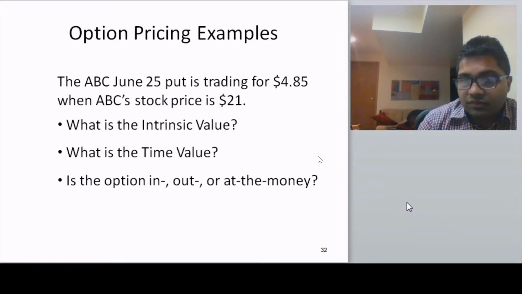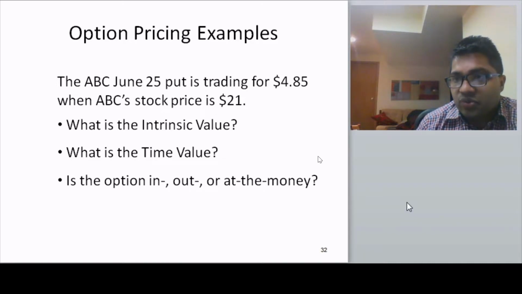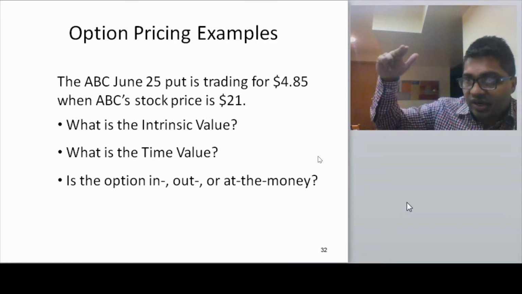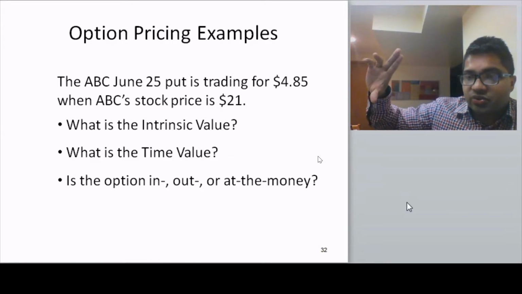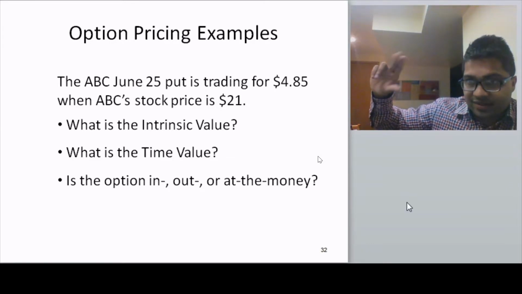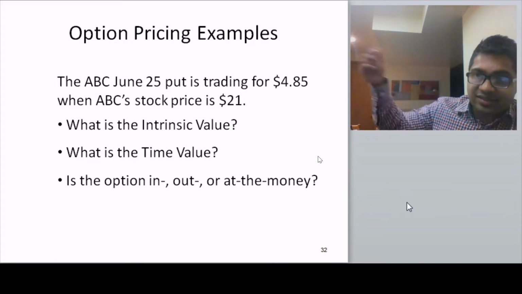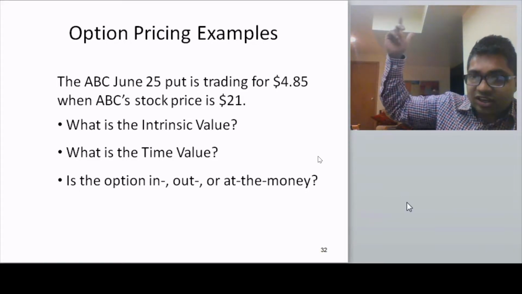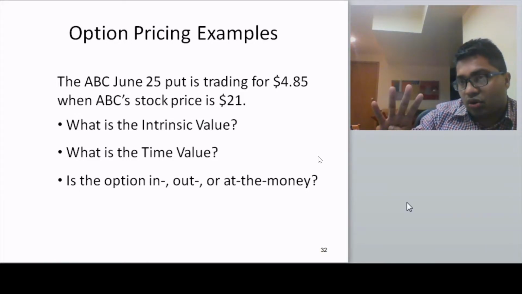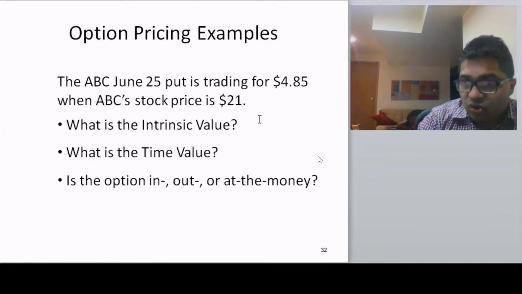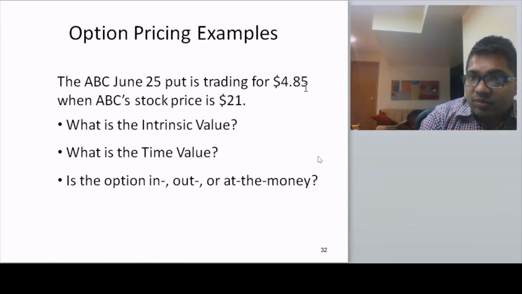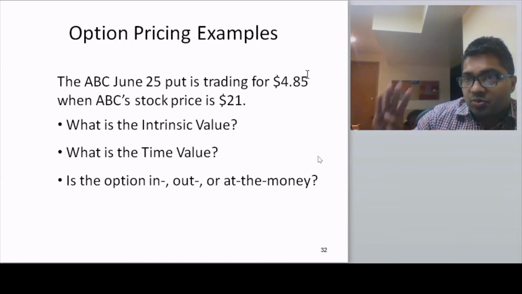Same way, a June put is trading at $4.85. Execution price is 25, so you can sell at 25. And the market price is 21. So are you in profit? Yes, because everyone else is selling at 21, you can sell at 25. So you are in profit of $4. Intrinsic value is $4. Time value: how much did you pay? 4.85. What was the profit? 4. So 85 cents is the time value. It is an in the money option.